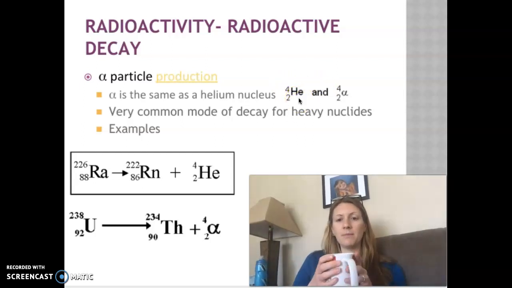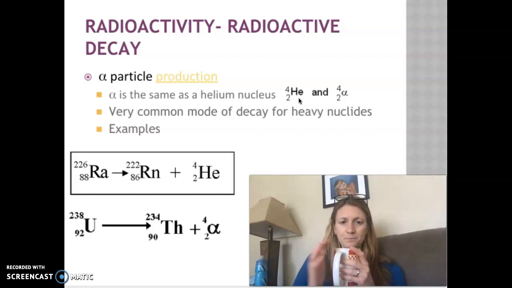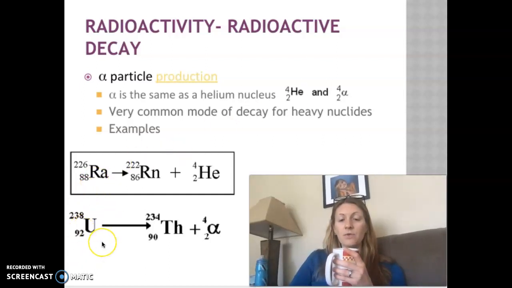This is one of the most common modes of decay, especially for heavy nuclei. So uranium and radon will both do these types of decay. And in fact, we've got some examples here. So uranium-238, which is just a type of uranium, an isotope of uranium. So it's atomic mass 238, atomic number 92. When it releases an alpha particle, your atomic number goes down by 2.